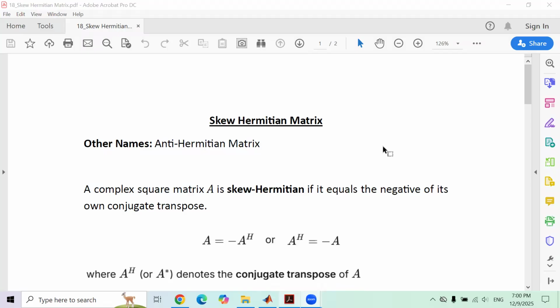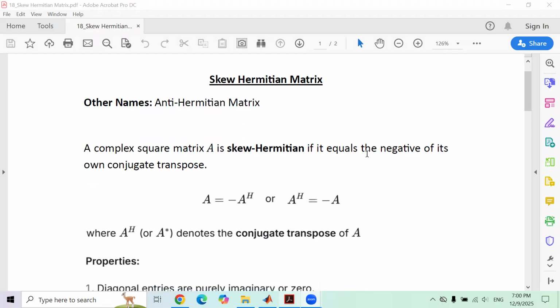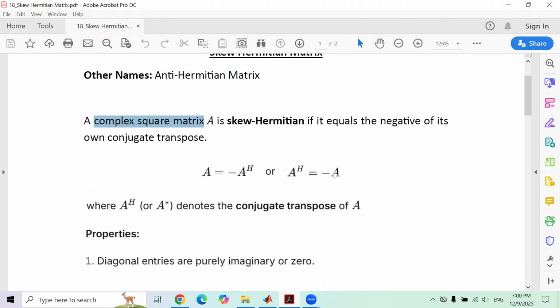Okay, in this video, let us learn about a skew Hermitian matrix. Another name for this matrix is anti-Hermitian matrix. So a skew Hermitian matrix is basically a complex square matrix. Now, let us consider a matrix A. Matrix A is said to be skew Hermitian if it is equal to the negative of its own conjugate transpose.